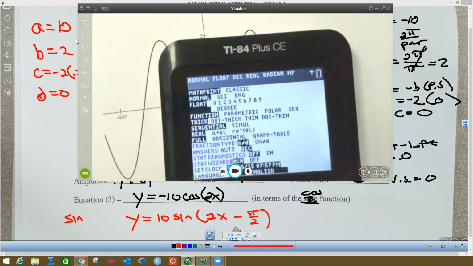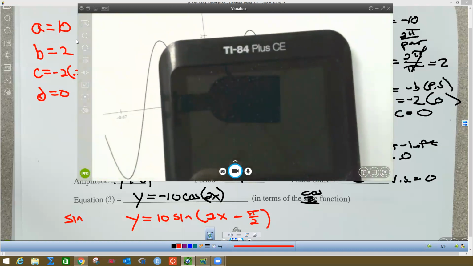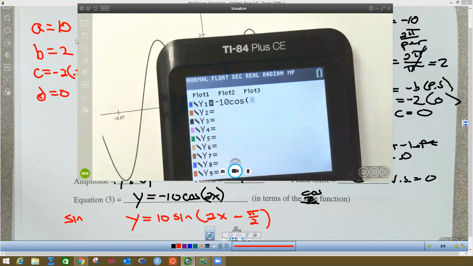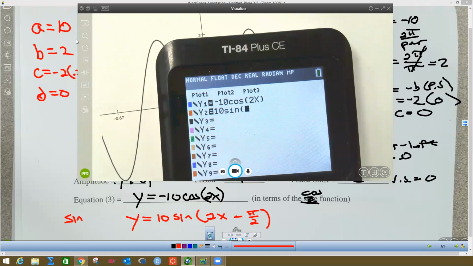And I'm going to type those two in. So let's see, we got negative 10 cosine 2x. Then I'm going to come down here and type in 10 sine 2x minus pi divided by 2. Everybody there so far? Now I'm going to change my window to what it looks like on the graph.